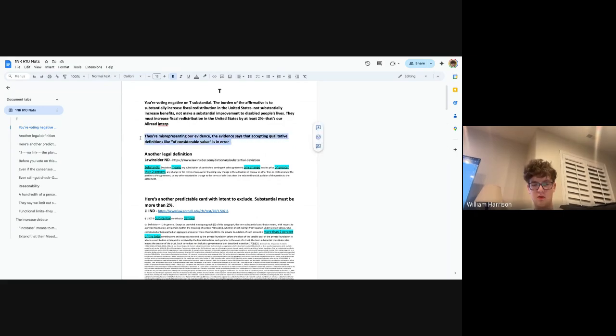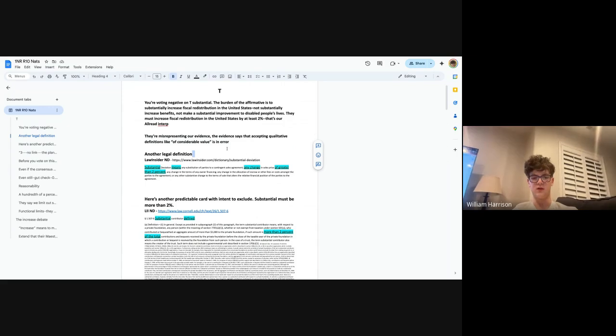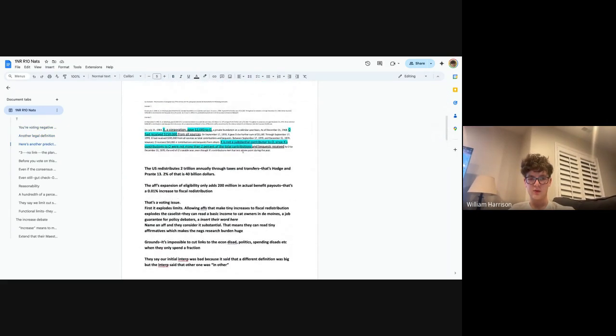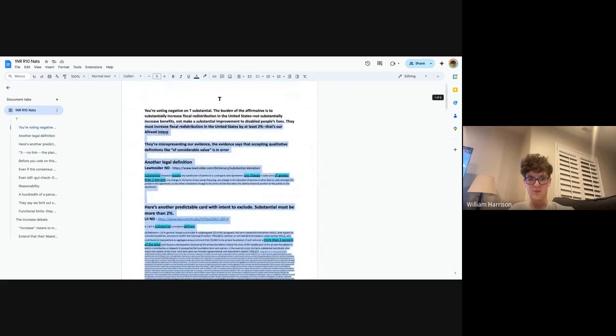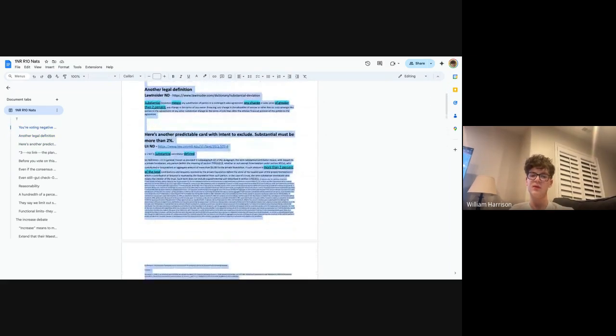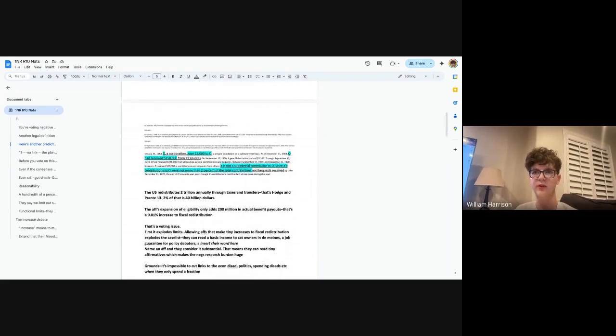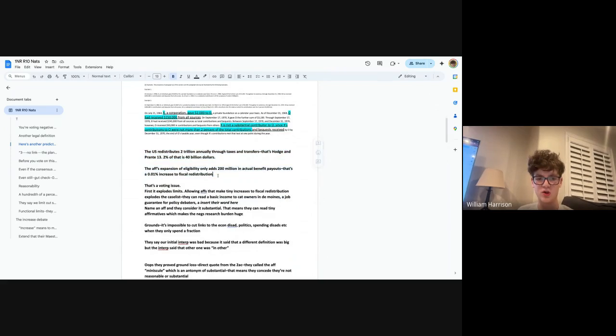They said that substantial means of considerable value in our evidence, which is just a misread, so we clarified that. Here's a bunch of interp evidence, which I read to prove that it's predictable, because if a bunch of people have decided that 2% is the standard for substantial, then it's probably more predictable than if just one. Then here's just a rearticulation of that violation. It only has 200 million in actual benefit payouts. It's a voting issue. It explodes limits.